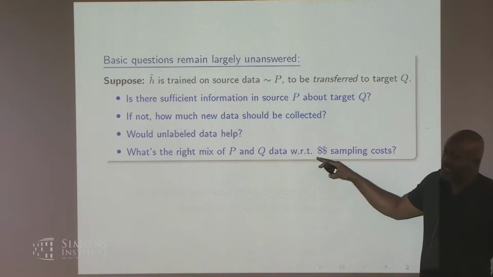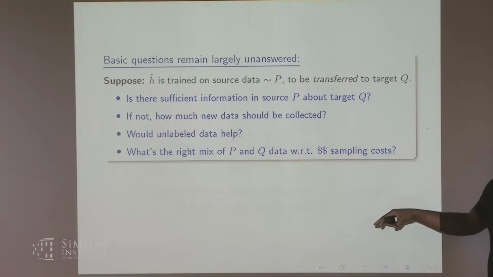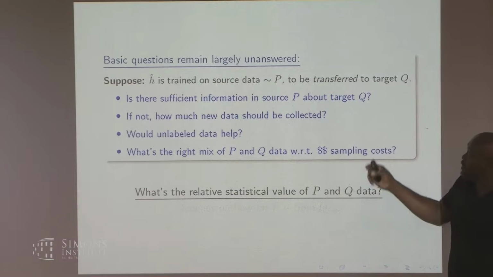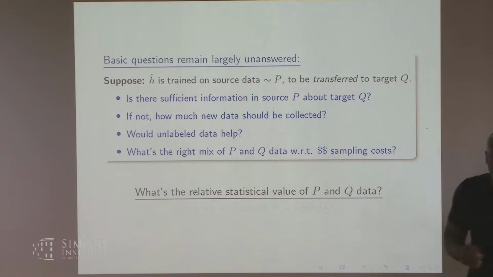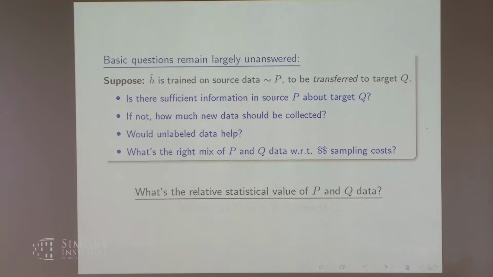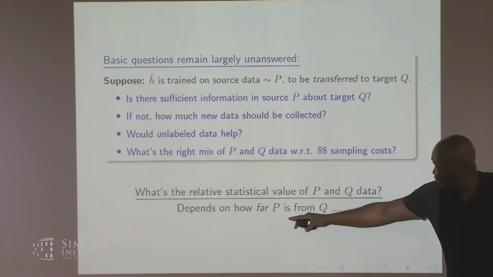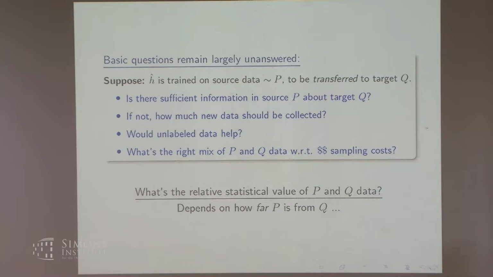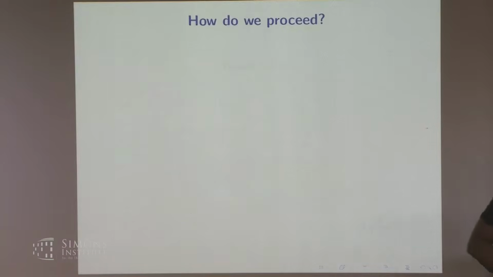But you can see that all these questions are related, and a lot of them have to do with understanding what we mean by the information that P has on Q. In statistical terms, I just say, what is the relative statistical value of having data from P versus having data from Q? And how far is P from Q? I'll use the term distance, I'll use the term relatedness, all that to mean the same thing. I hope that's clear. All right, so how do we proceed?